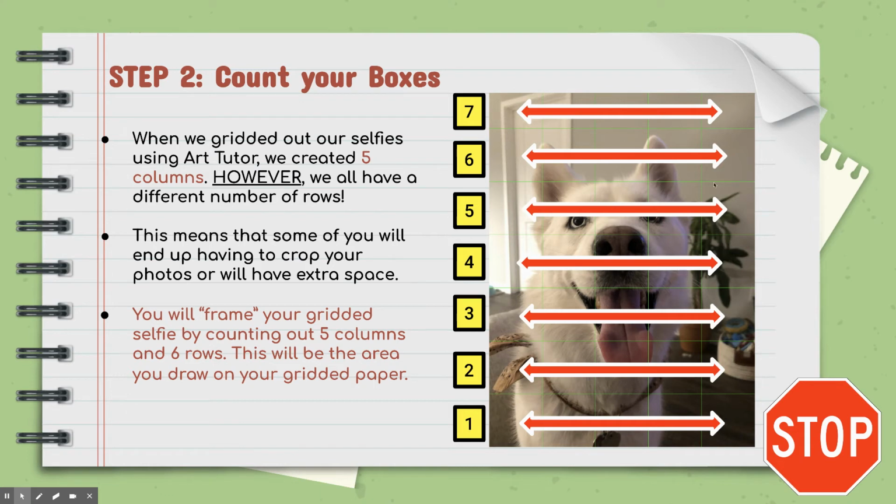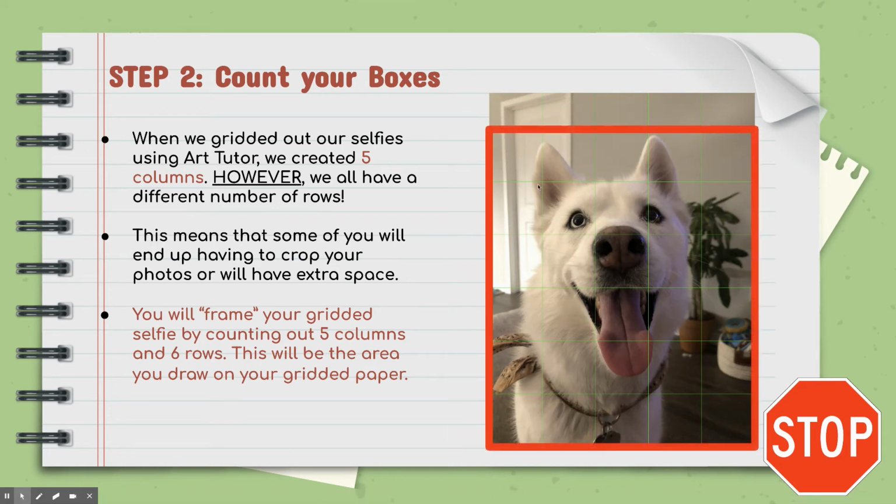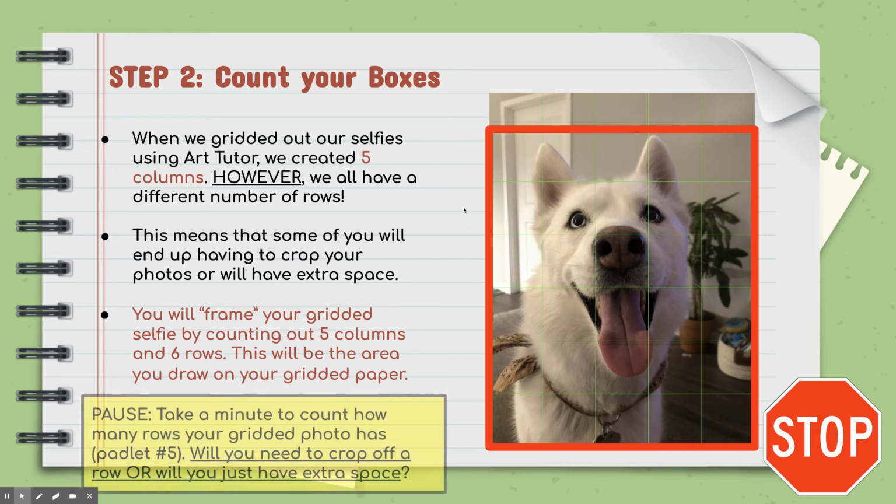So if I were to draw this image of my dog, I would probably crop out this row number 7, and then I would just focus on this section right here. So 1, 2, 3, 4, 5 columns, and 1, 2, 3, 4, 5, 6 rows. So just take a second right now. I want you to take a minute to count how many rows your gridded photo has.